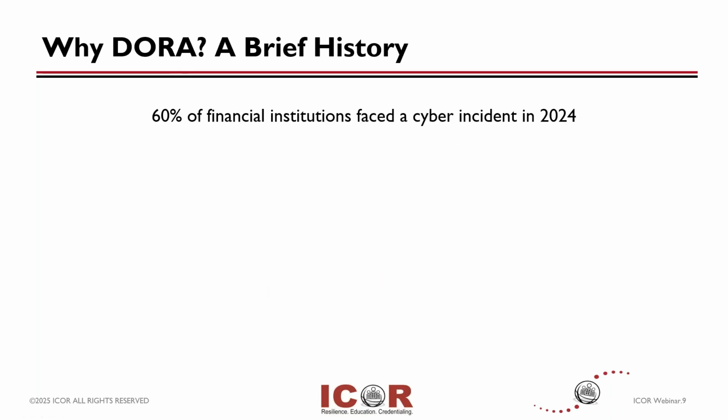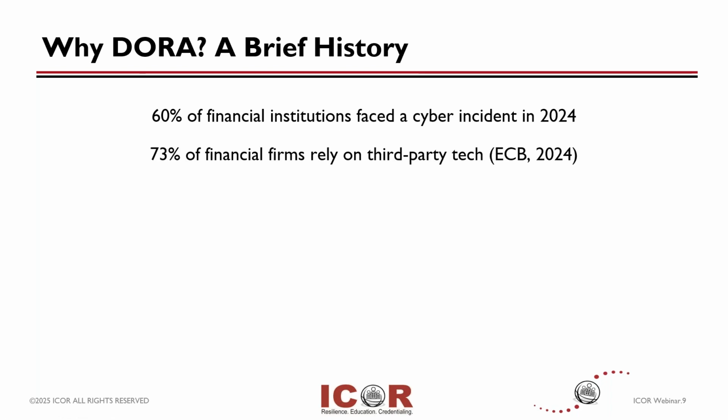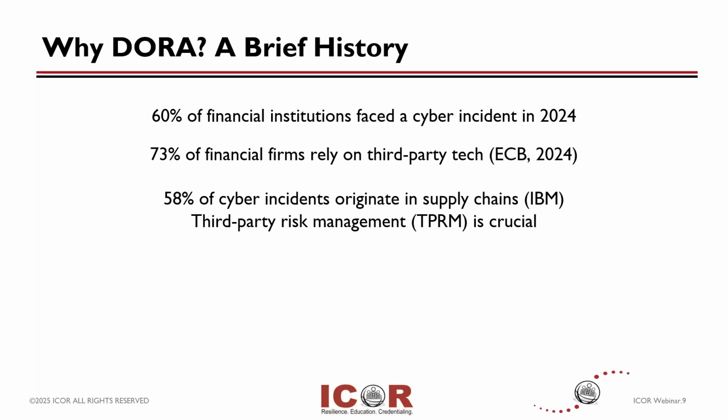So 60% of financial institutions faced a cyber incident in 2024. 73% of financial firms rely on third-party support for any of their technical functions, application delivery, or any of their daily work. And also they have fourth parties and fifth parties, where the third party itself goes to another company to help in getting their task done. And 58% of cyber incidents originated from the supply chain, as per the report from IBM. And third-party risk management is crucial.